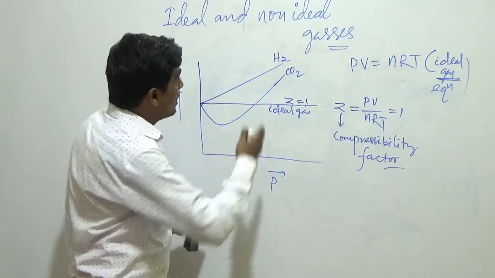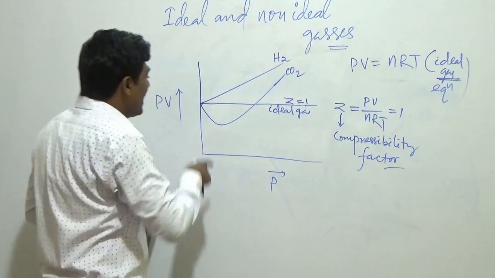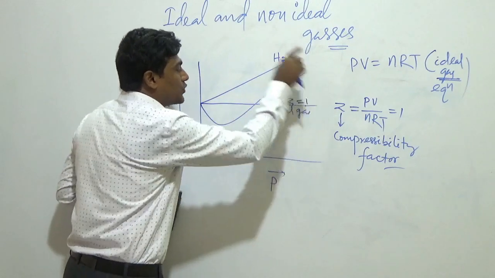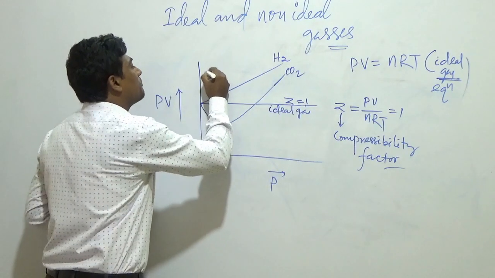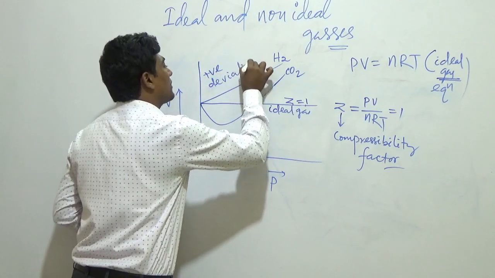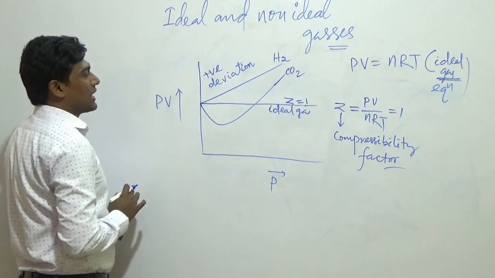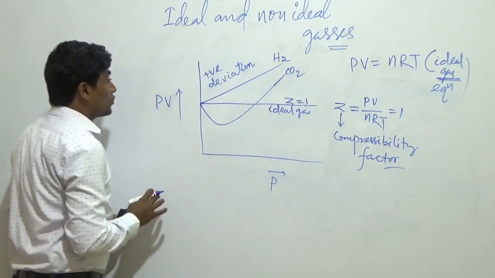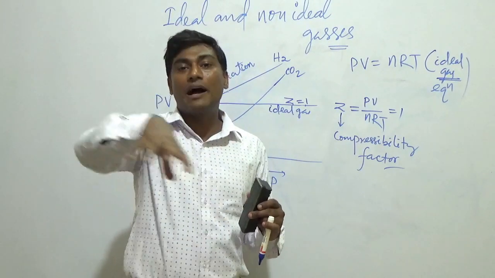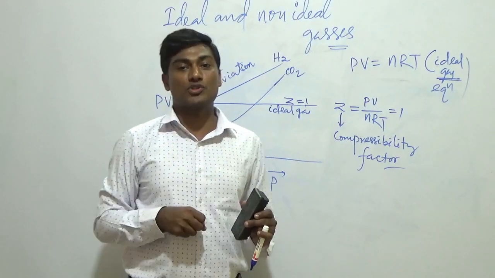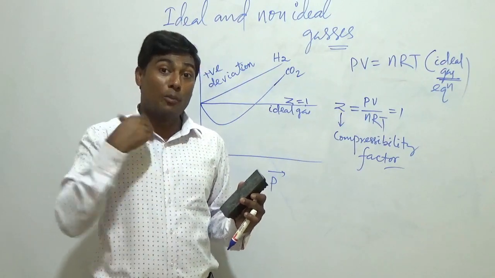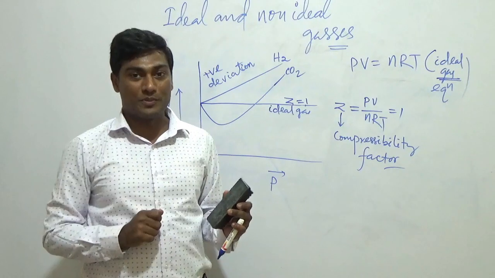Let us first discuss the case of hydrogen. You see, hydrogen is above this Z is equal to 1. This we consider the positive deviation. Yes, positive deviation. In positive deviation, hydrogen is above Z is equal to 1. Why is this like this? It suggests that molecules of hydrogen have repulsive force. That means the repulsive force among hydrogen molecules is dominant as compared to the attractive force between them.